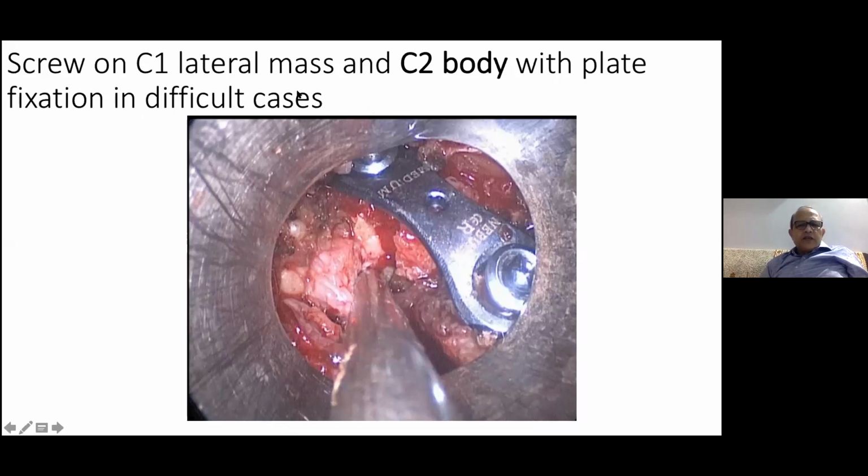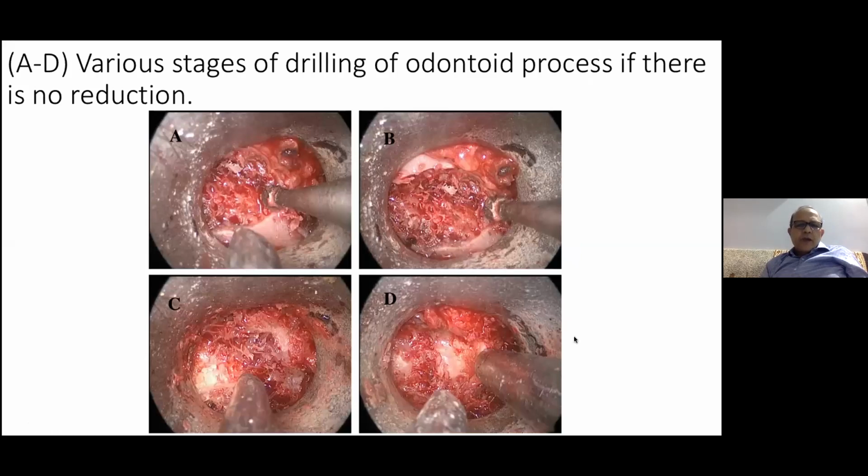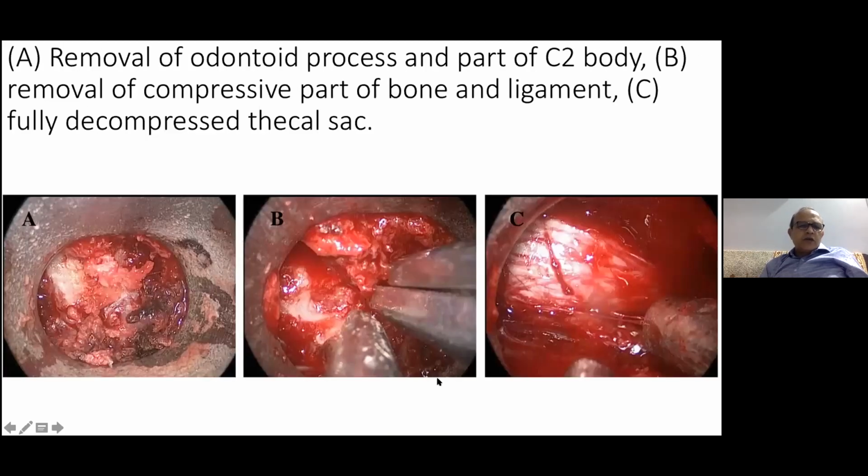If it is not possible to put in a screw in the lateral mass of C2, then you can put in a screw in the C2 body or C3 body. If decompression is required, then you drill the odontoid process, in various stages of drilling of the odontoid process and body of C2. And at the end, you will find a nicely decompressed thecal sac.